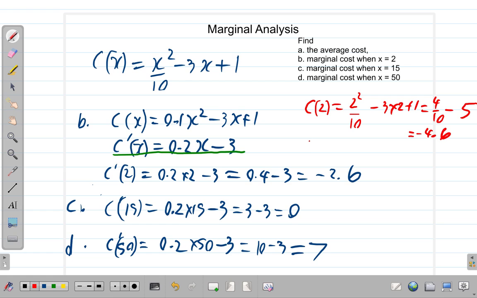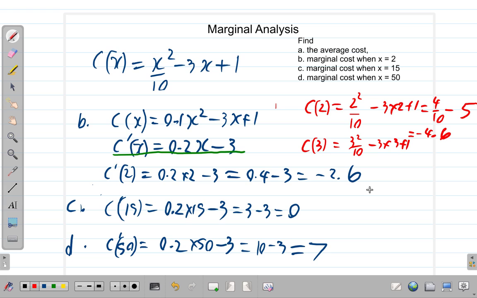Now what would be C of 3? The next one. Remember, the marginal cost is the additional cost of producing one more. One more would be the third. We produce 2, let's produce a third. This would be 3 squared over 10 minus 3 by 3 plus 1.